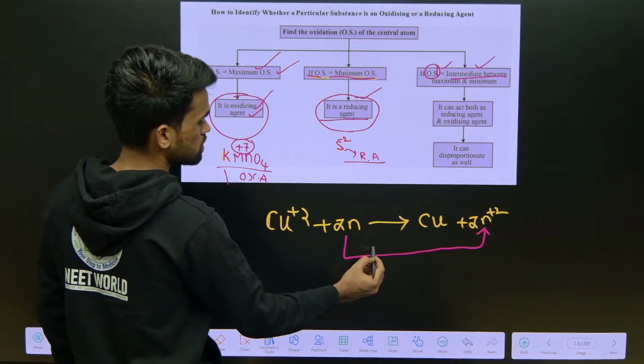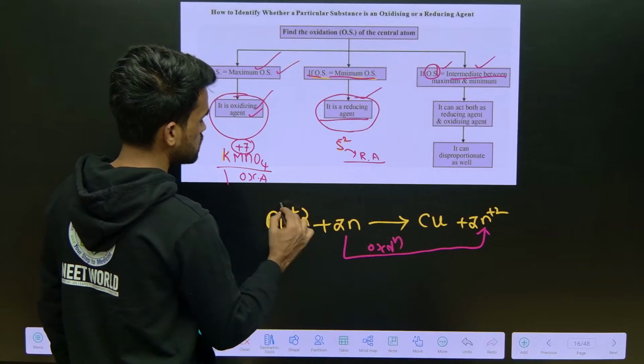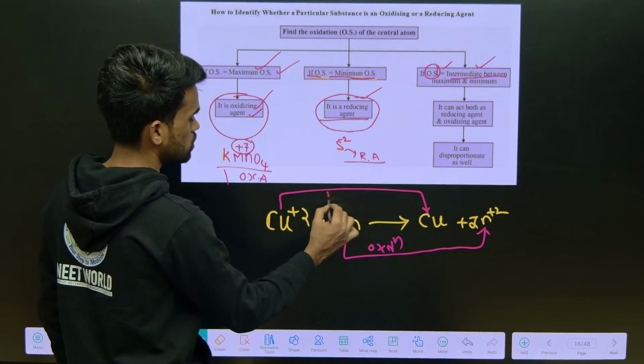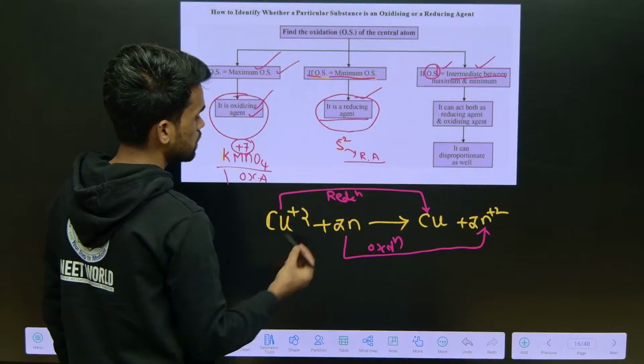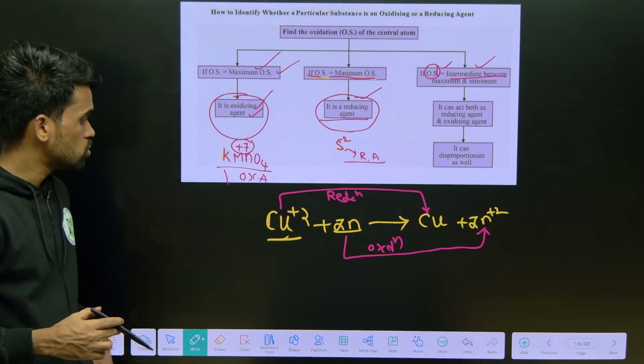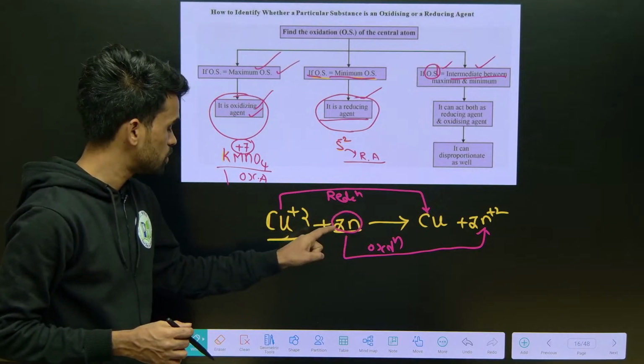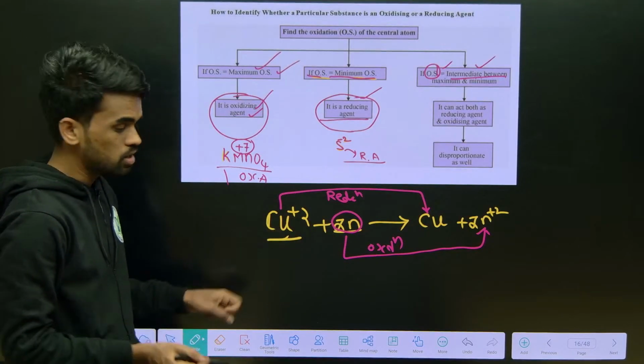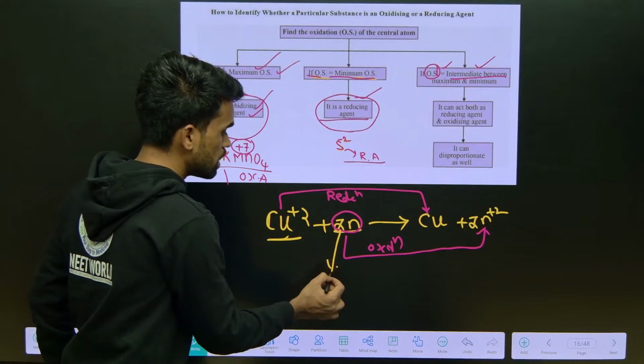Loss of electrons is oxidation. Okay, and what about this process? Reduction. So now what is happening here? This species is gaining 2 electrons from zinc. So this is the species responsible for the reduction of that species. So you can call zinc a reducing agent.